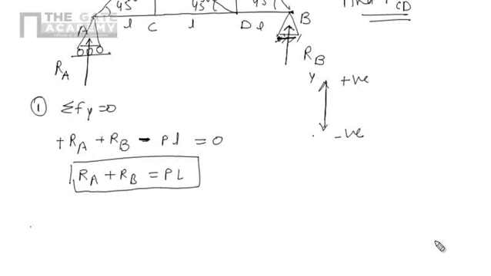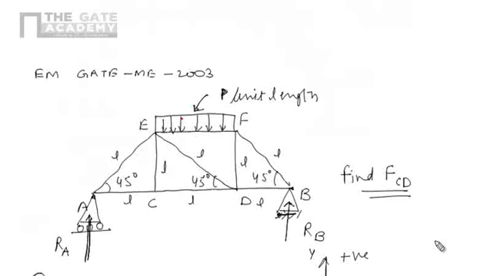Second condition of equilibrium: algebraic summation of moments of all the forces about A should be 0. The RA is passing through A, so perpendicular distance is 0, so the moment is 0. So I can write RA into 0 because perpendicular distance is 0. We know the total load due to this uniformly distributed load is PL, and it will act at the center of gravity of this loading, means it will act at a distance L by 2.